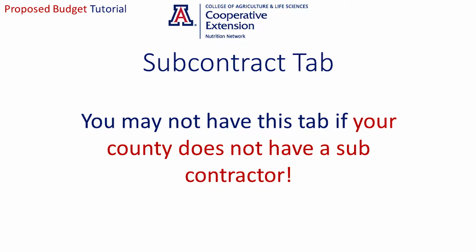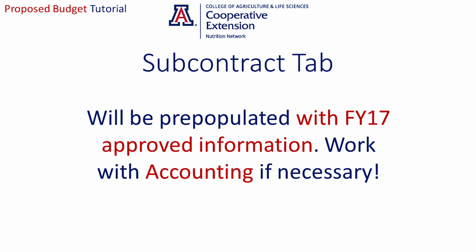The next tab will be the Subcontract tab. You may not have this tab if your county does not have a subcontractor. If you do, it will be pre-populated with the previous year's approved information. Please work with accounting on this tab if necessary.